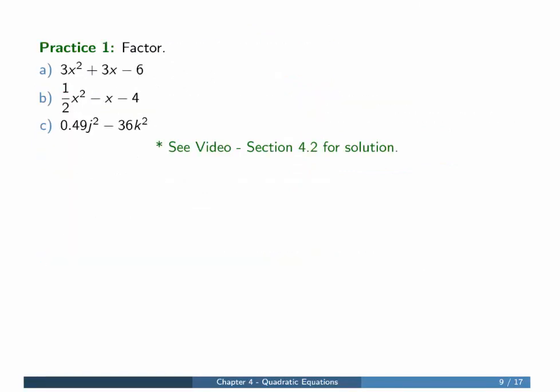So, here we go. Factor. We're going to factor all three. We'll start with A. 3x squared plus 3x minus 6. Before we get to solving quadratic equations, this is a quadratic equation. We just have to run through some methods of factoring. Here, it's always important to first check for the greatest common factor and factor it out. In this case, 3 is the greatest common factor. So we're left with the following.